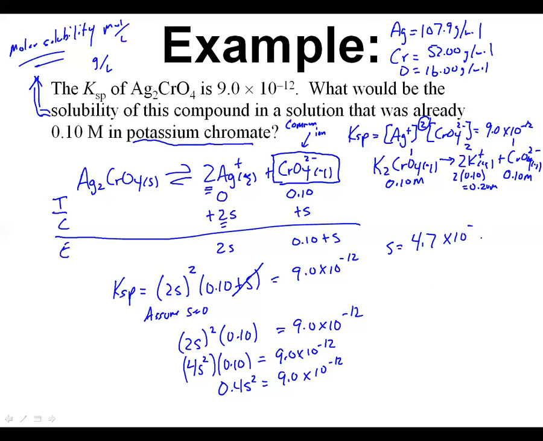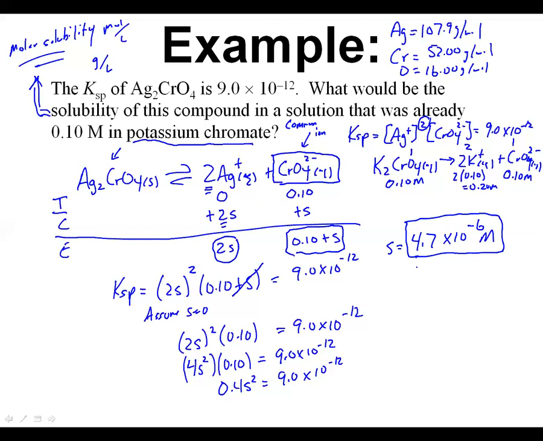4.7 times 10 to the -6 molar. And again, this would be our molar solubility for this compound. It would not be the solubility or concentration of our ions, because we would have to technically for silver take 2 times it to get the right concentration. And we would need to take our chromate over here and figure out its concentration by popping that in there as well.